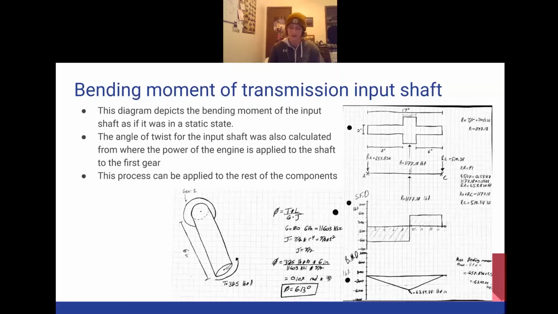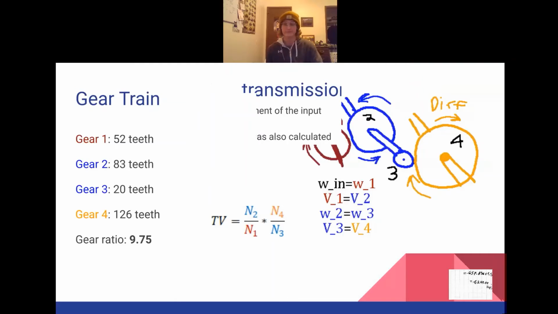The angle of twist was found for the 6-inch section of the shaft that connects the power output of the motor to the first gear. This simulates a worst-case scenario from a forces perspective, of the brakes being engaged as the full torque of the engine is being applied to the shaft. This scenario was used for all static cases in this project. The same process was applied to other critical components as well.